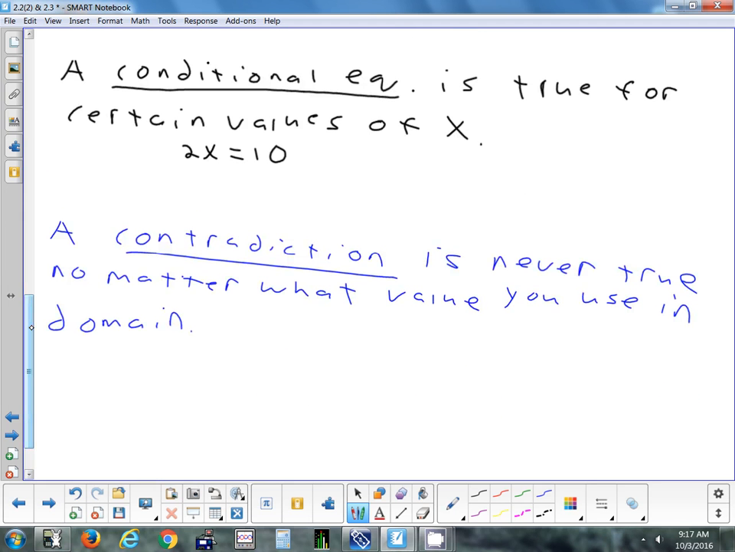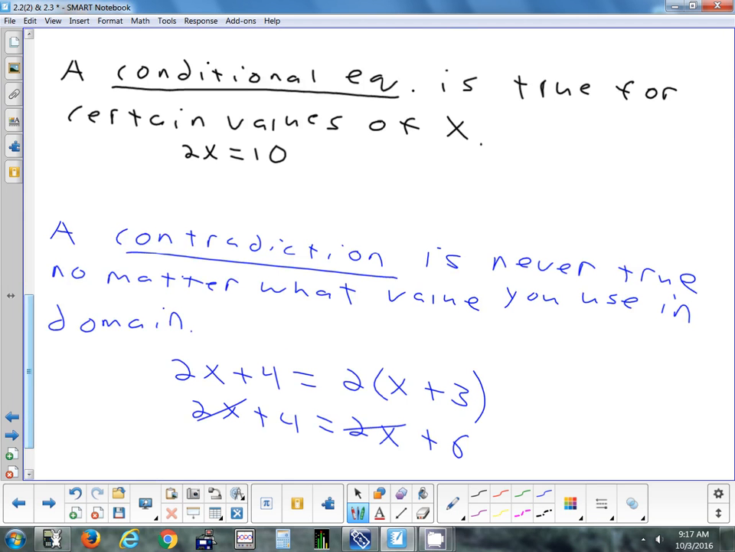Okay, here's an example of an equation that would be a contradiction. Let's say 2x plus 4 equals 2 times x plus 3. You will never be able to solve that equation. Because if you distribute it out, you're going to get 2x on the left and on the right. So the 2x's are gone, and you're left with 4 equals 6. That's not going to work. So any questions on the 3 types of equations?